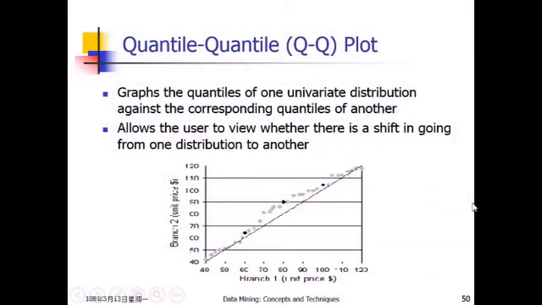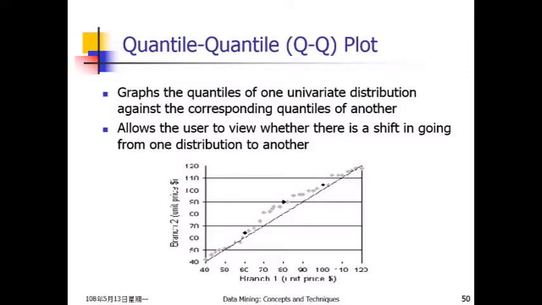Last week we mentioned the QQ plot. Based on the QQ plot, it's very easy to plot the curve. For example, here, that's about the prices for branch one. Similarly, for the vertical axis, that's the prices for branch two.